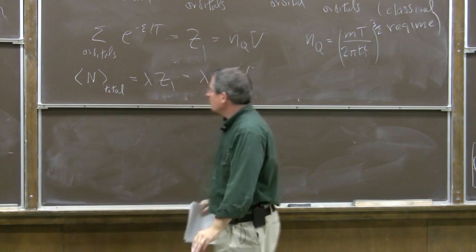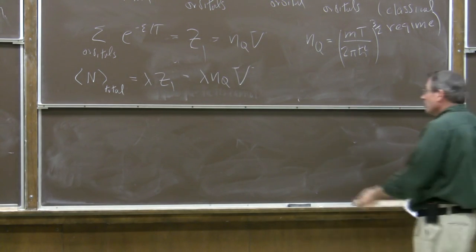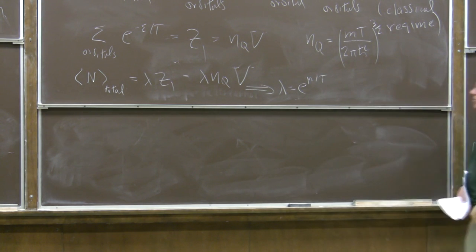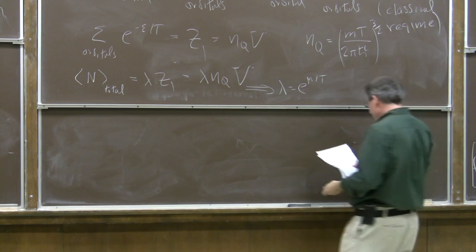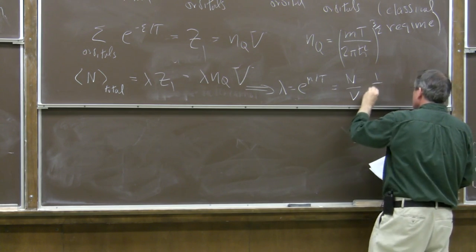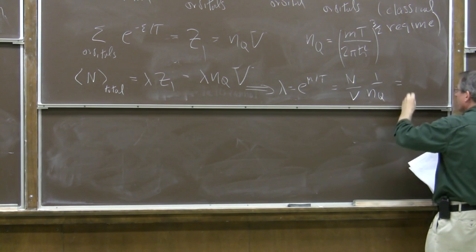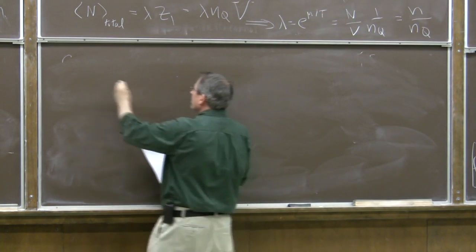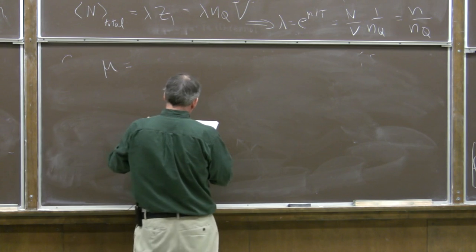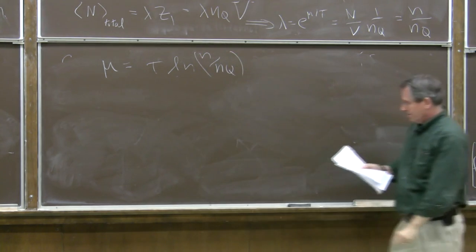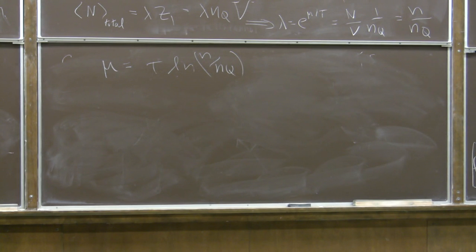So we just have a gas with some number of particles n, this mean value that we've computed. And so you can think of this as a formula for the activity. The activity, which means e to the mu over tau, where mu is the chemical potential, is the number of particles divided by the volume times 1 over the quantum concentration. The concentration is number of particles divided by the volume. So that's concentration divided by quantum concentration. So I can take logs of both sides and multiply by tau and get a formula for the chemical potential. The chemical potential is tau log of concentration divided by quantum concentration. Well, that's a formula that we saw before.